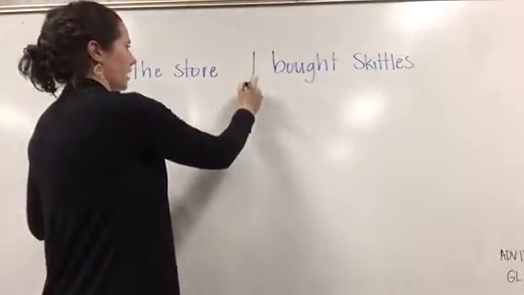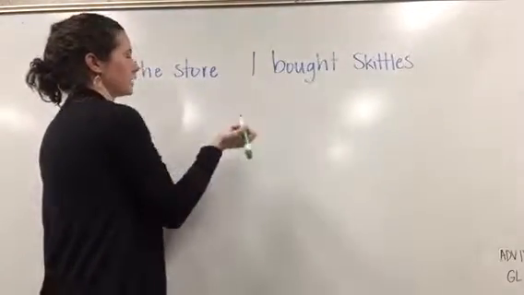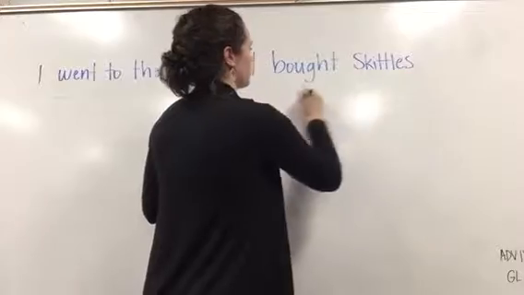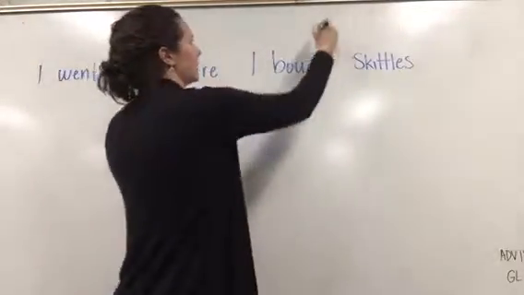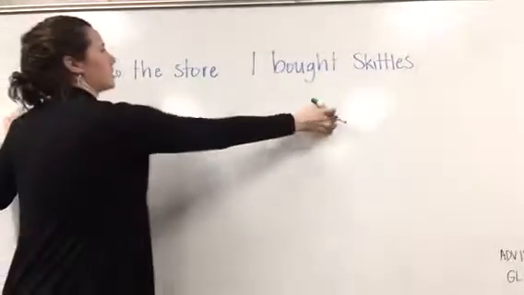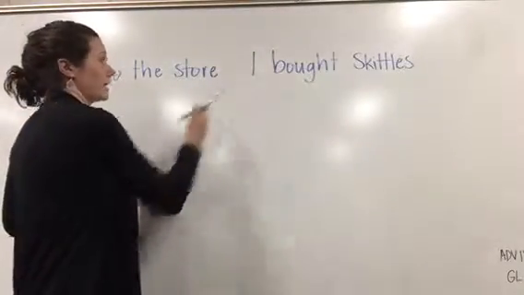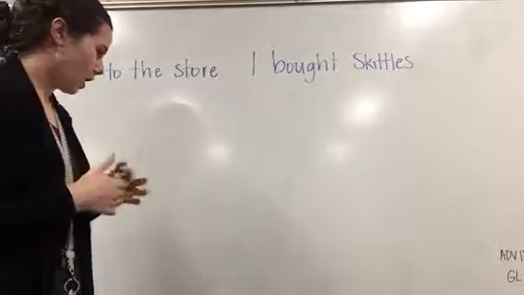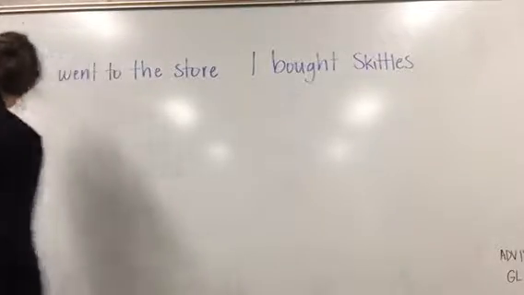Over here, we've got another independent clause. Here's our complete subject, and here's our complete predicate, and it expresses a complete idea. So the issue is that we have two independent clauses and they aren't joined by anything here. So we've got a couple of different options of how we can fix this.